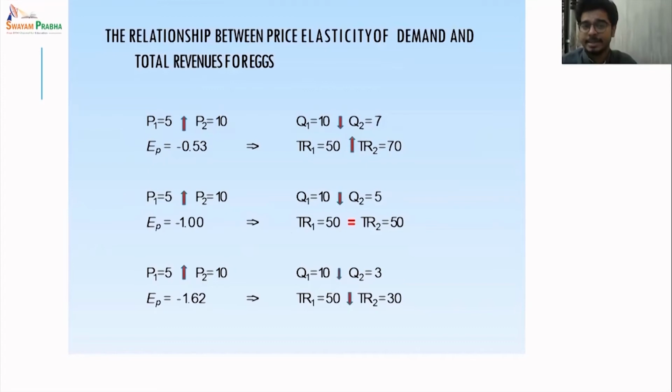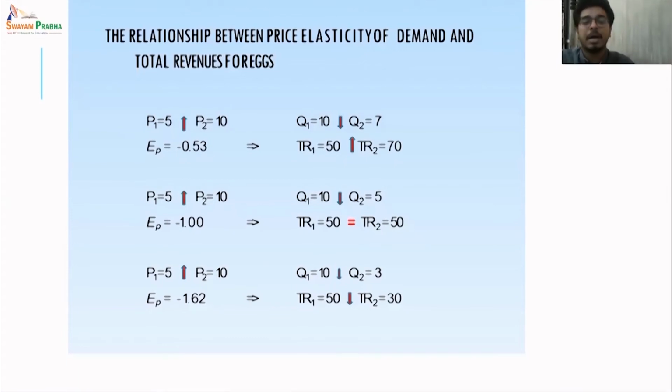With numerical examples, we can show you over here that when price is increasing from 5 rupees to 10 rupees, quantity demanded decreases from 10 to 7. So over here you can see that price has increased by 2 times, but quantity demanded did not become half. And as in the previous example, our elasticity is 0.53, which is less than 1, and we conclude that this is an inelastic product.